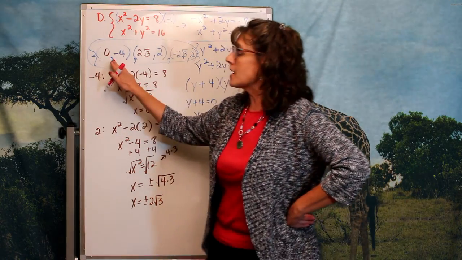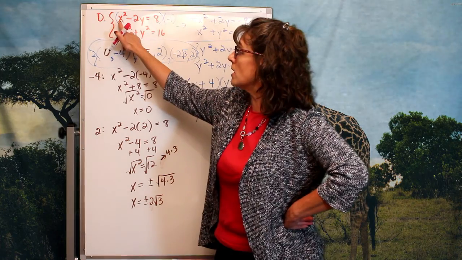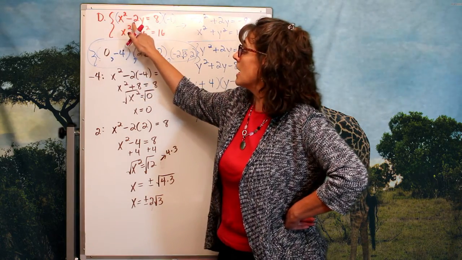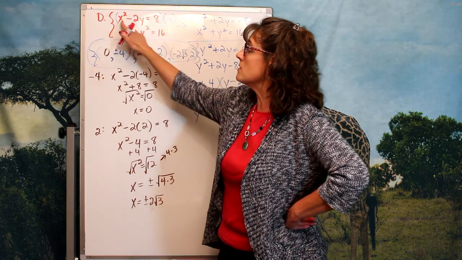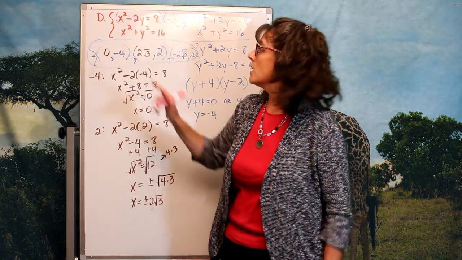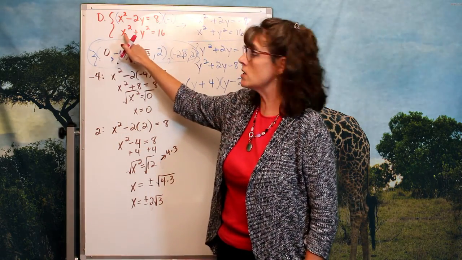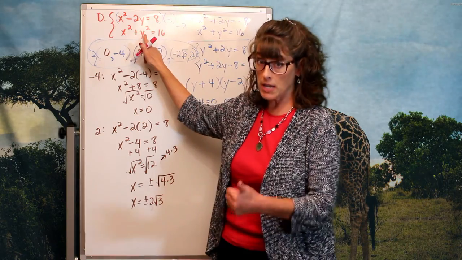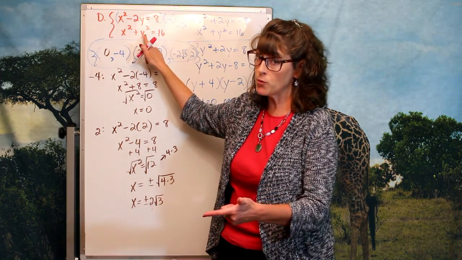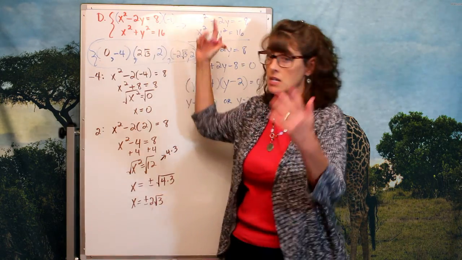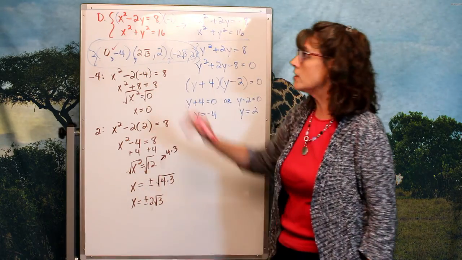So in my head, I can do the 0, negative 4. I'll put a 0 here, square it, I get a 0. Negative 2 times negative 4 is positive 8. 0 plus 8 is 8. Yep, that works. Let's check it down here. 0 squared is still 0. Negative 4 squared, well, negative times negative is positive. 4 times 4 is 16. 0 plus 16 is 16. Yep, that one works.